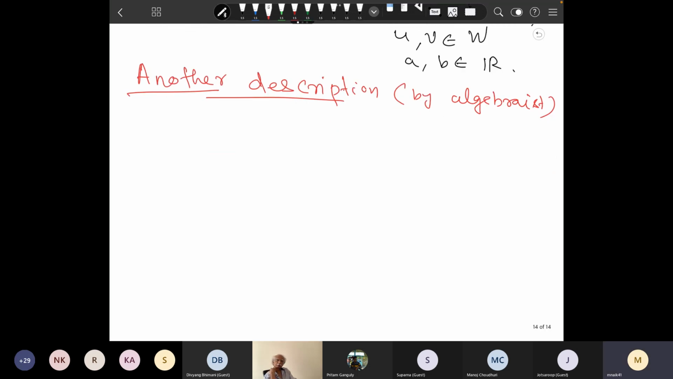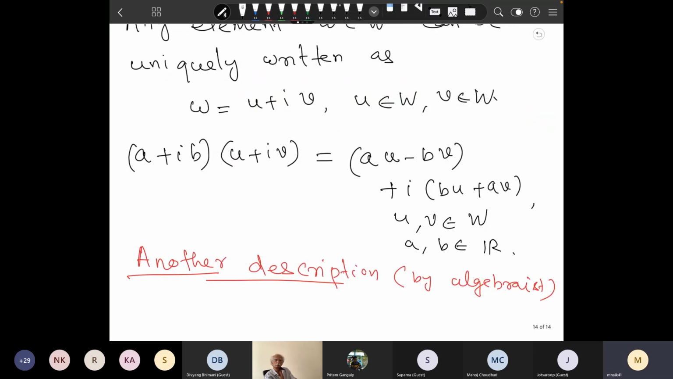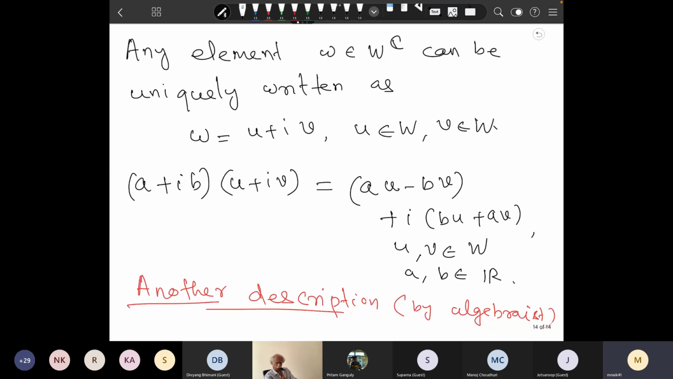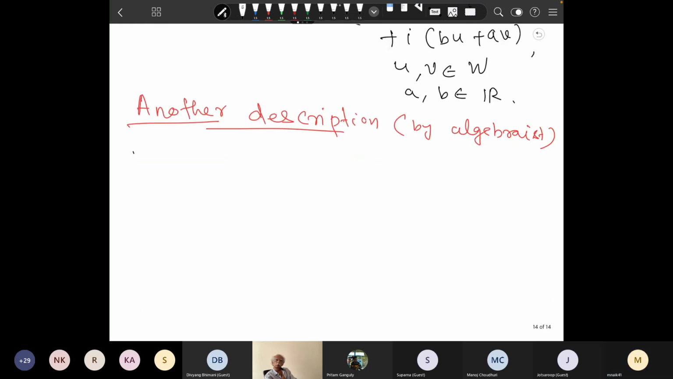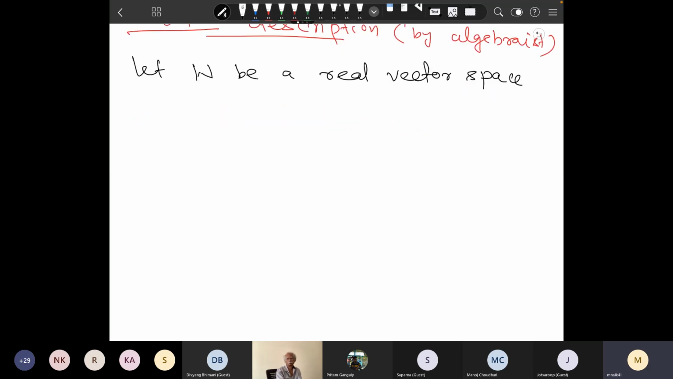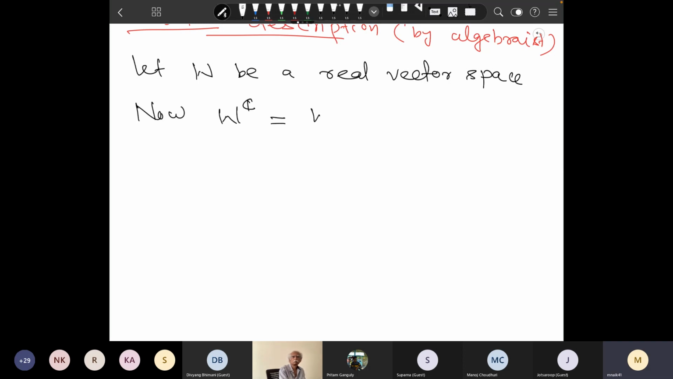So what I am giving now, I have given one description of complexification, and I want to give another description by algebraists. Okay. So let W be a real vector space. Now I take this WC. I define it like this: W tensor C over R. Now I take a simple element.